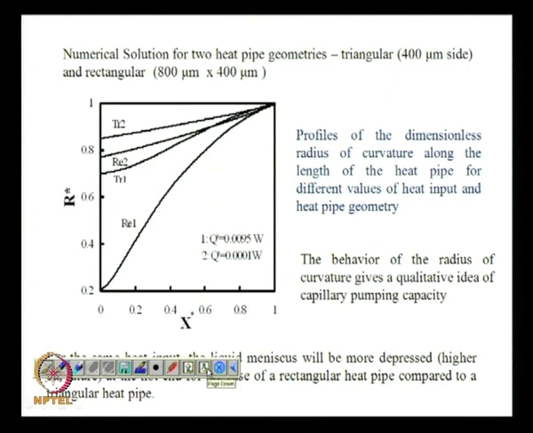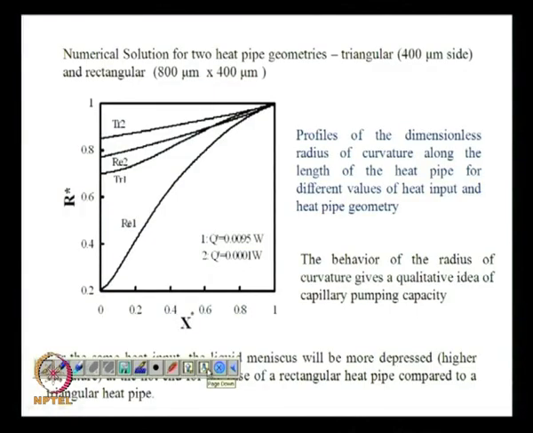Now these equations are solved numerically for two different geometries experiencing identical heat transfer conditions. That means the amount of heat supplied to the hot end of such a micro heat pipe is fixed for rectangular as well as for the triangular heat pipe. The sides are mentioned as 400 and 800 by 400.